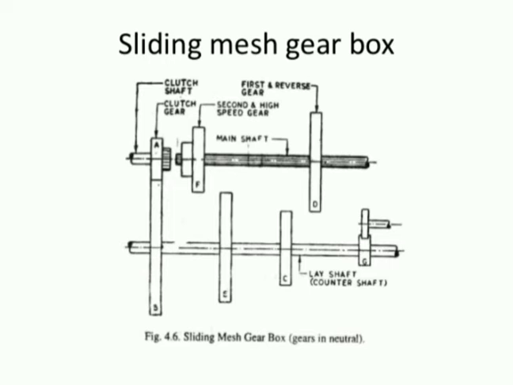This figure shows sliding mesh gearbox arrangements. Clutch shaft, clutch gear, second high speed gear, first reverse gear, main shaft. Then the secondary shaft consists of the arrangement of gears, and it's called the layshaft.